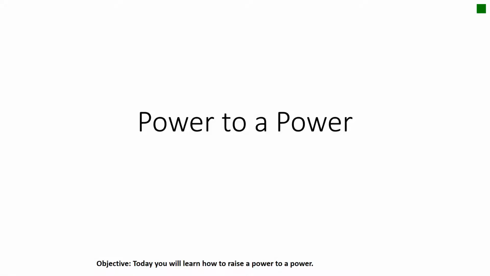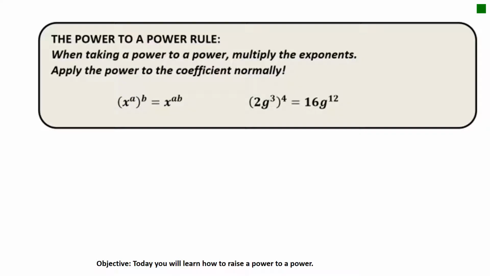Welcome back. Today we're gonna power to a power. Oh, this is so exciting. It's a trick. So, power to power rule. When you take x to the a to the b, it's x to the a times b.